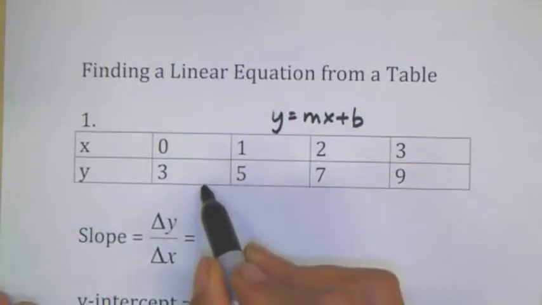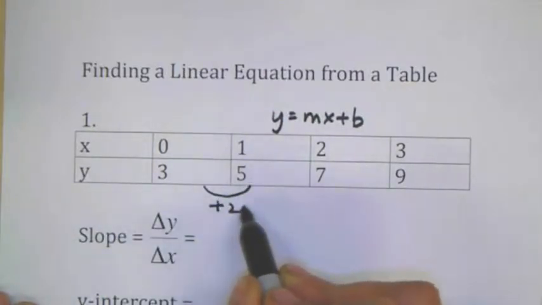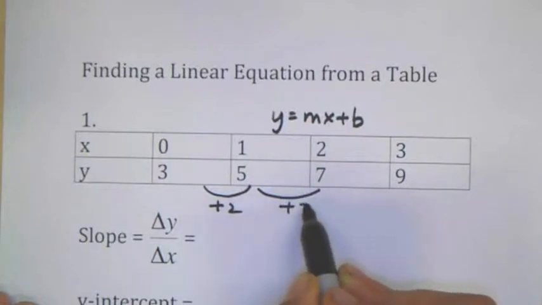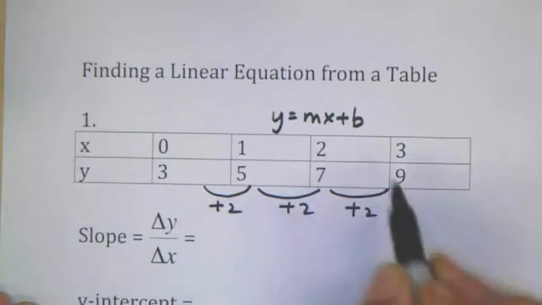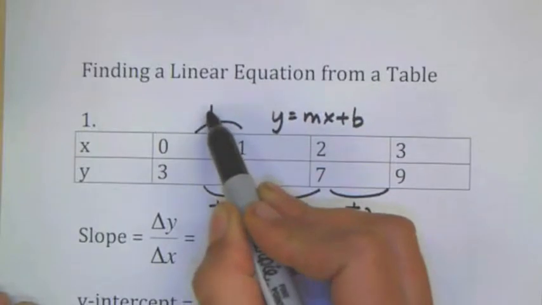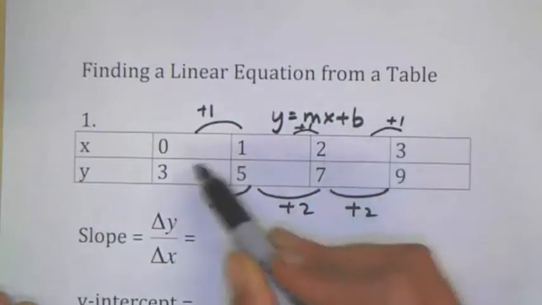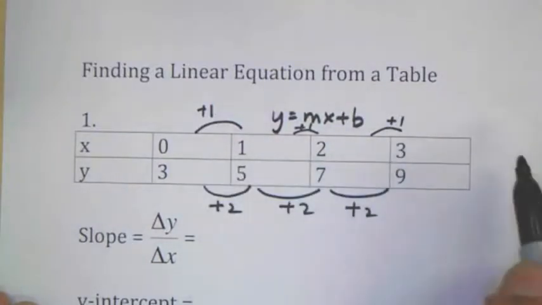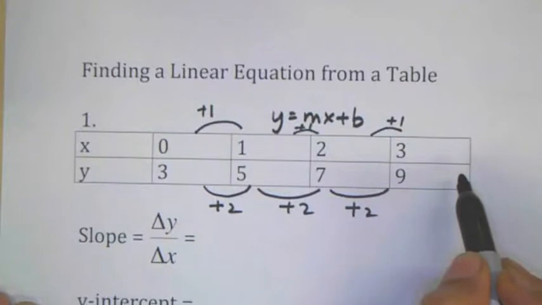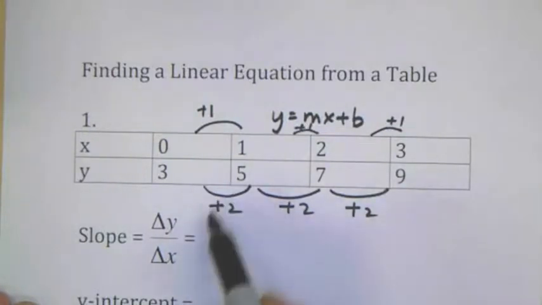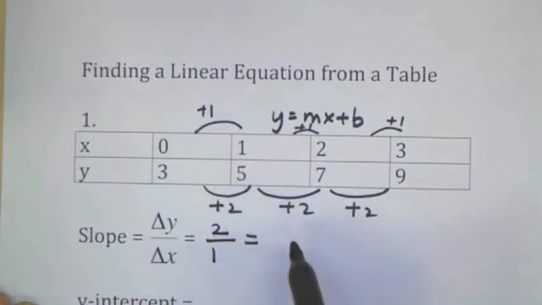So I'm going to look at my y values, and here they go up by 2, by 2, by 2, and on the x it's going up by 1, by 1, by 1. It's going up 1, 2, 3, so that makes it easy, but it doesn't matter. We'll have the same slope regardless of which 2 points I pick. So the change in y is 2 over the change in x, which is 1, or we could simplify that fraction to 2.